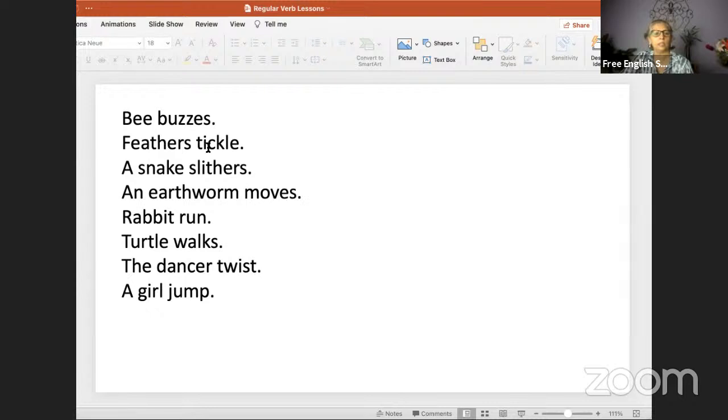So I will show you a very simple slide about simple verbs, where even with one noun and one verb, the sentence is complete. Okay, so I can share it with you. Hello everyone. Okay, so here for example, bee buzzes. This itself is a complete sentence.